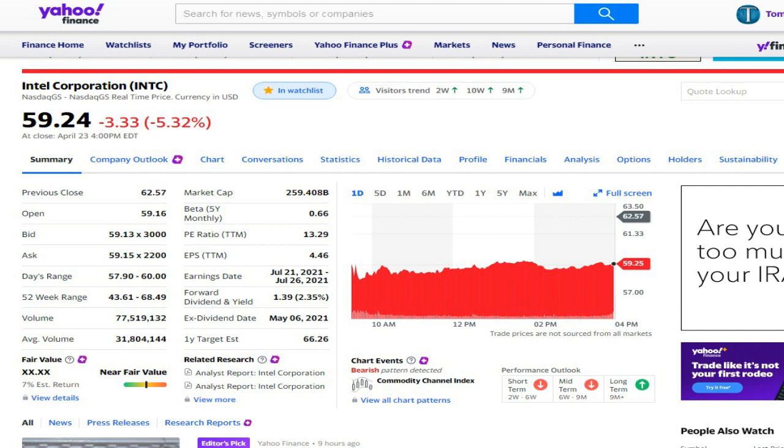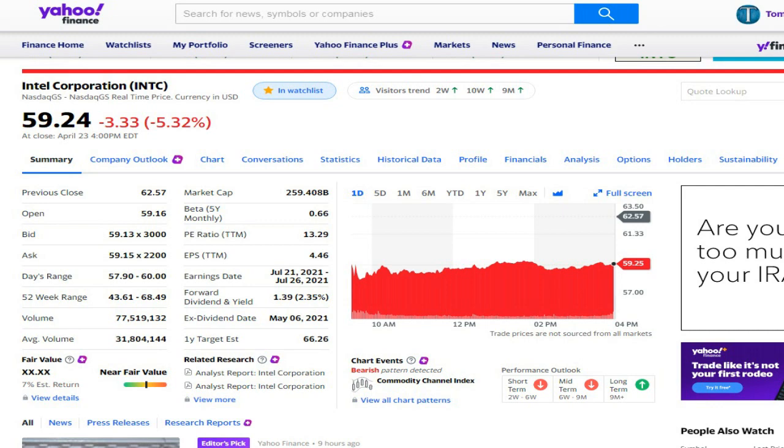I look for 10 or less if possible, and that's pretty close to it, especially for a stock like Intel to be selling at a PE ratio of 13.29. I would expect Intel to have a higher PE ratio, which also encourages me to be buying back into Intel soon, probably in the coming week. Earnings per share, $4.46. That's a good earnings number for a stock that's about $60.